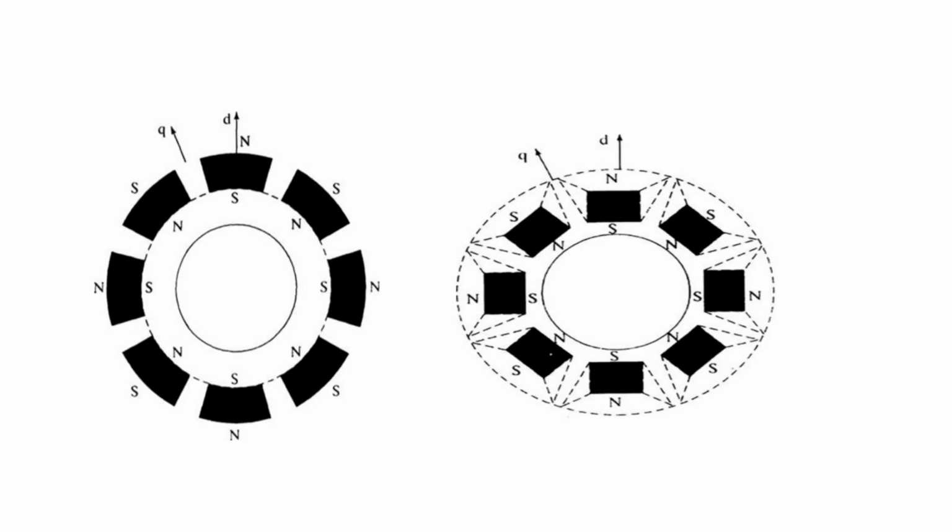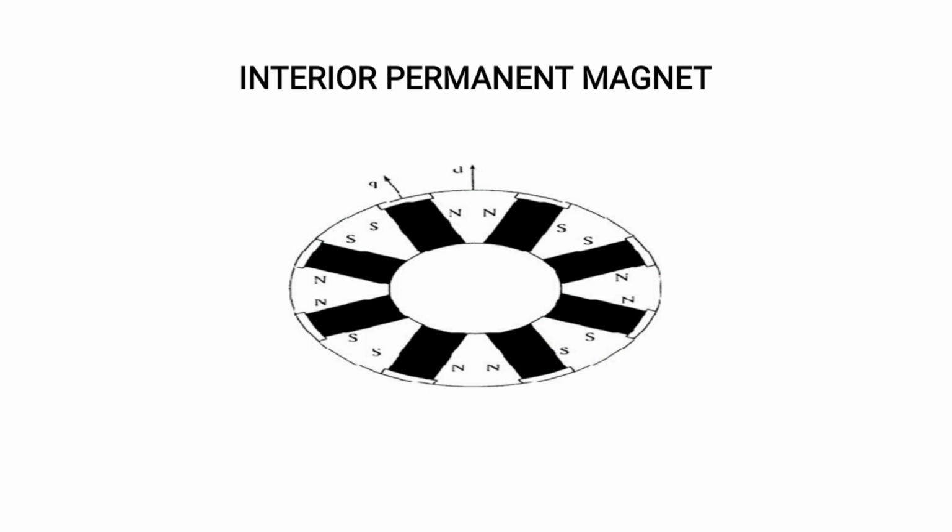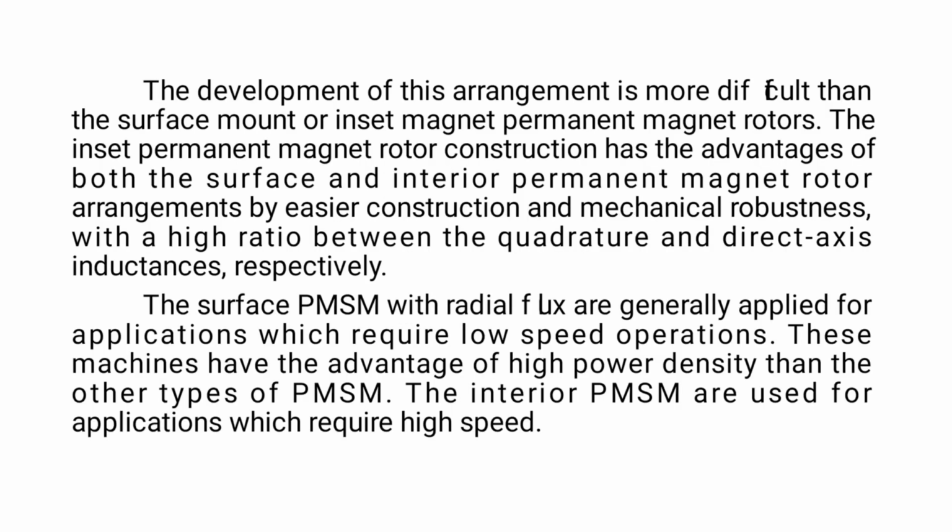These are the diagrams for the PMSM. It is an interior magnet. The development of this arrangement is more difficult than the surface mount or insert magnet rotors. The insert permanent magnet rotor construction has the advantage of both the surface and interior permanent magnet rotors, with easier construction and mechanical robustness, which have a ratio between the quadrature and direct axis inductances respectively.